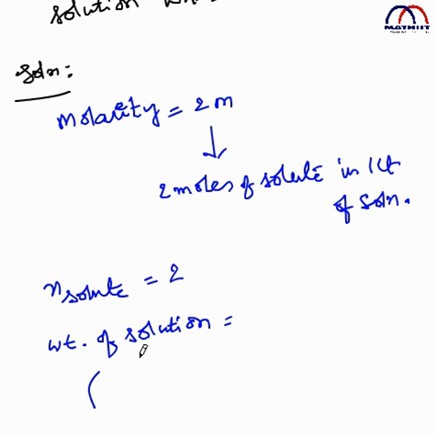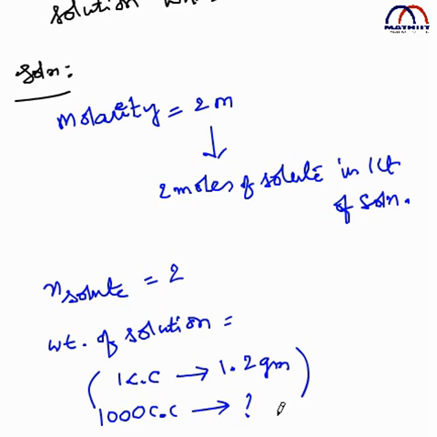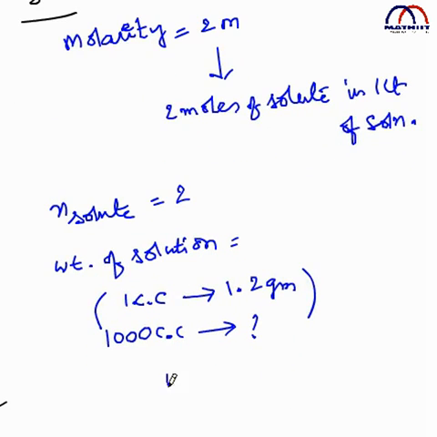Density is used for this. What is the density there? 1.2 grams per cc. It means that 1 cc is weighing how much? 1.2 grams. Then 1000 cc or 1000 ml is equal to how much weight? Upon calculation this will be equal to 1200 grams. This is the weight of the solution.